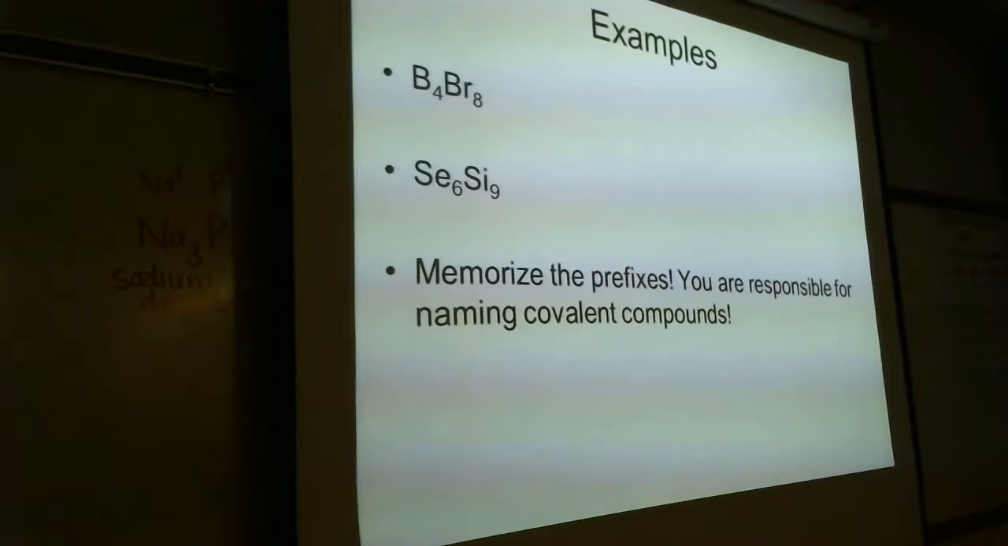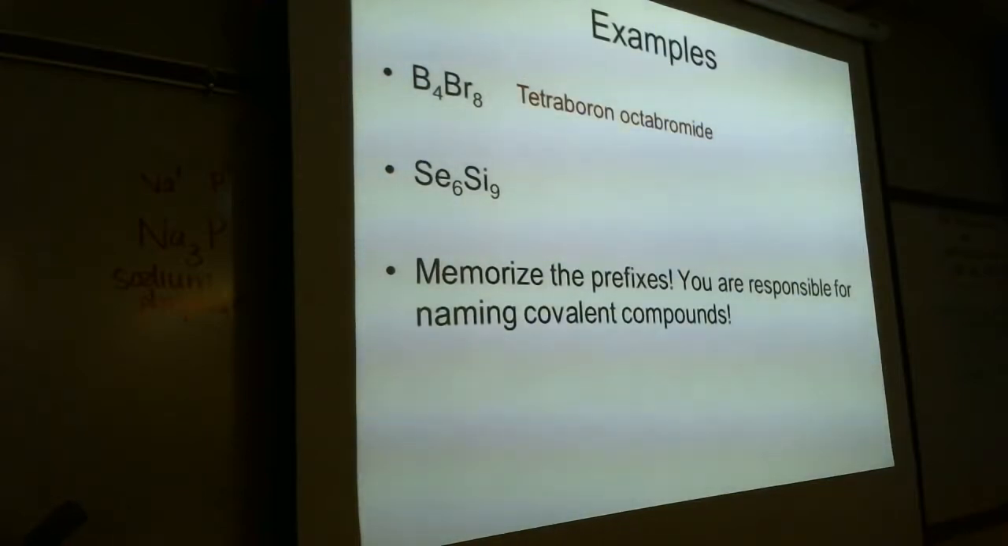So let's go through these together. Boron and bromine, are those both nonmetals? Confirm this on your periodic table. Yes, they're both nonmetals. So what's the prefix for 4? Tetra, good. And what's the prefix for 8? Octa. So it would be tetraboron octabromide. They don't exactly roll off the tongue easily. They are kind of a mouthful. Again, you have to memorize those prefixes. That's something you have to learn. There are only 10. You probably already know the majority of them, if not all of them.